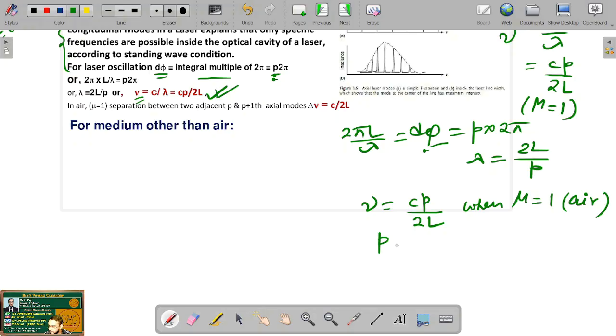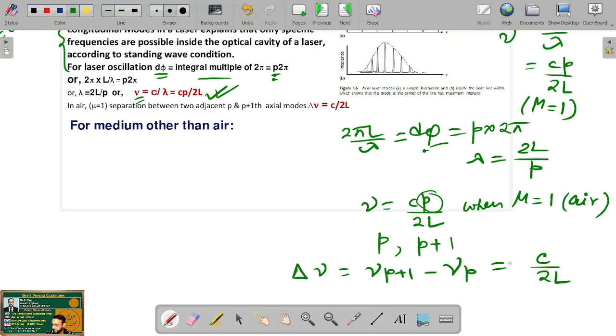So we have to take here p, one value of integer p, and another next consecutive integer as p plus 1. So we have to calculate delta nu, that is equal to nu p plus 1 minus nu p. If we put the value of p and p plus 1 in this frequency Cp by 2L, we will get delta nu equals C by 2L, which is the separation between two adjacent p and p plus 1th axial modes. So the separation between two consecutive axial modes is delta nu equals C by 2L when we are considering the medium as air.